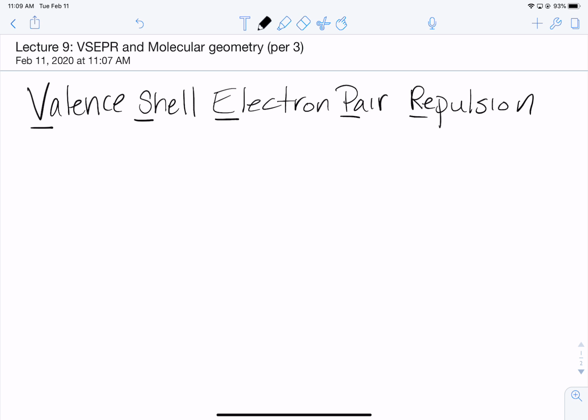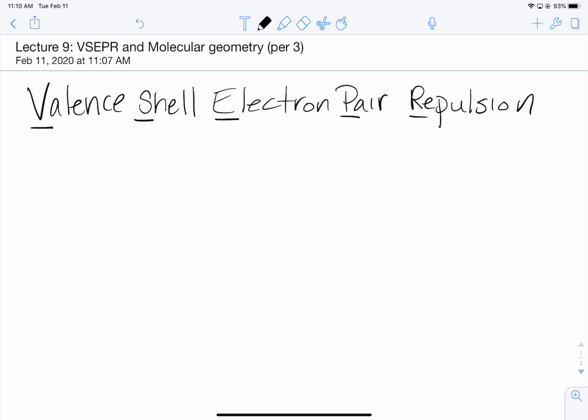So VSEPR, valence shell. Those are the areas where the electrons are, the outermost electrons. Remember, valence electrons are the ones involved in bonding. They are in electron pairs, right? Either in a bond or they are a lone pair on an outer edge. And then electrons repulse each other. If you've ever had food that's repulsive, you want away from the food. Well, electrons repulse each other because they're both negatively charged, and that repulsion shapes the molecule.